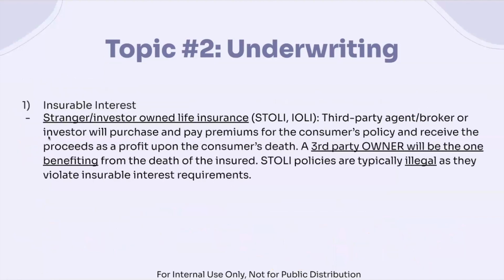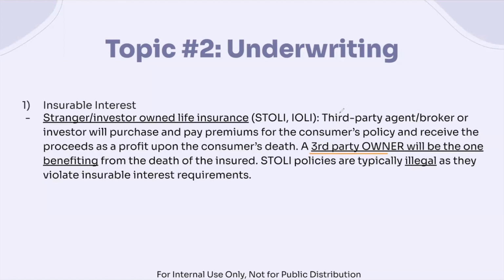Okay, so something that we want to talk about is stranger or investor owned life insurance. This is where a third-party agent or broker will purchase and pay premiums for the consumer's policy and receive proceeds as a profit upon the consumer's death. So let's summarize what this is talking about. This is basically saying when a third party owner will be the one benefiting from the death of the insured, right? Because the third party owner is paying for the premiums of the consumer's policy, but also receiving the proceeds.